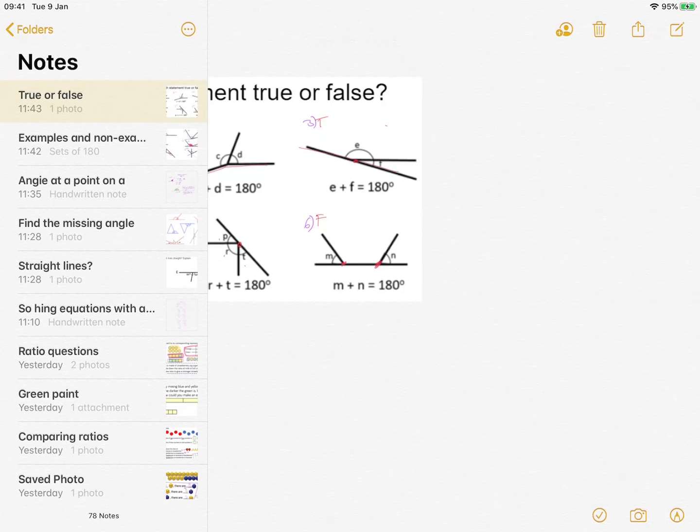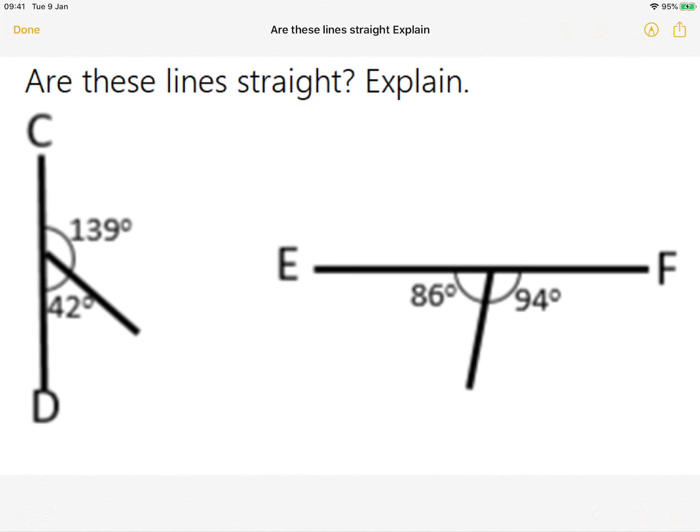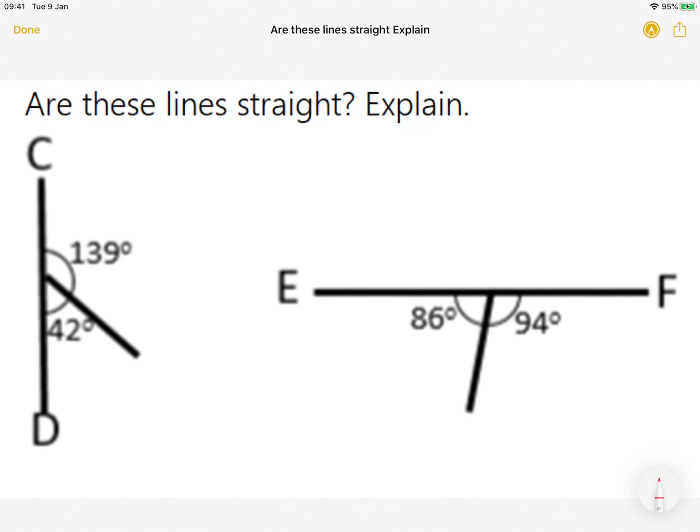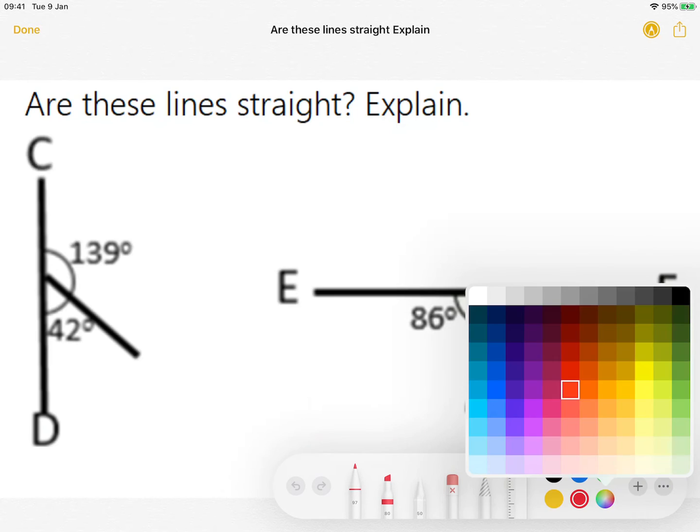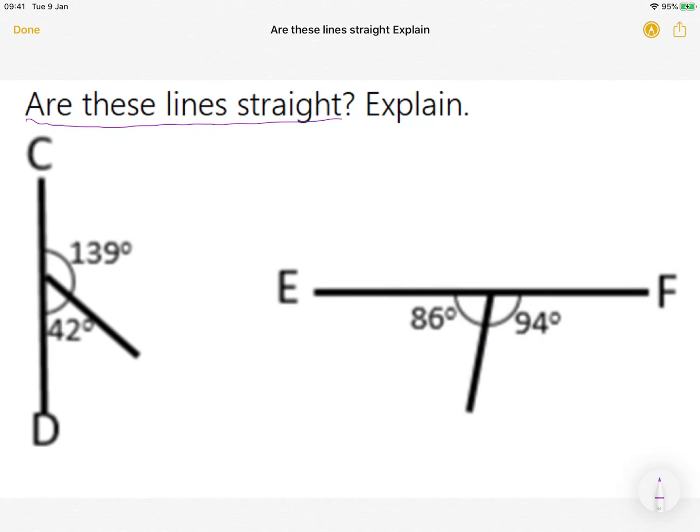Okay, well done for having a go at that. Next question. So there's just a few more. This time we've got a bit more of a reasoning behind it. Like, can you apply your knowledge to say, are these lines straight? Explain your answer. So let's think, what do I know about straight lines? I know that angles adjacent to each other at a point should equal 180 degrees. So if these add to 180, then I know that must be a straight line.